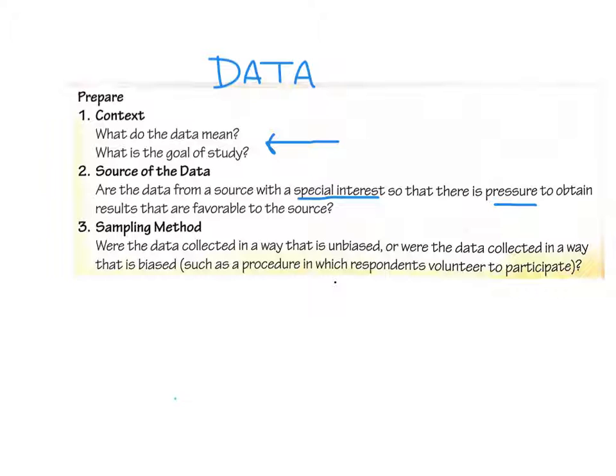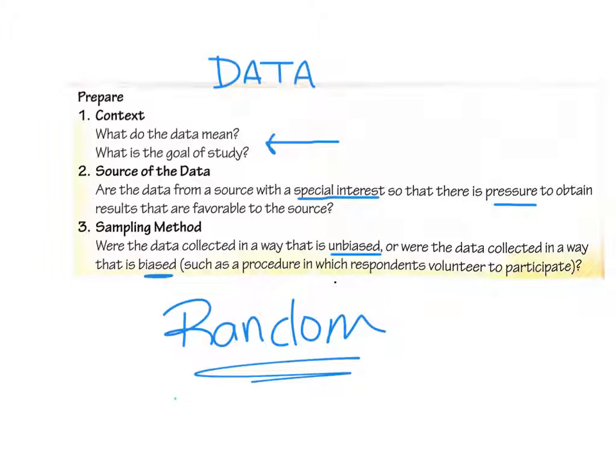And the sampling method. Were the data collected in a way that is unbiased? This can be a huge word right there. Or collected in a way that causes bias. Bias just means your results aren't very good because they're biased towards one direction or another. We always want to make an unbiased sampling method if we can, and this word right here is going to be huge. It's usually due to a random sample. We want all our samples to be as random as possible.